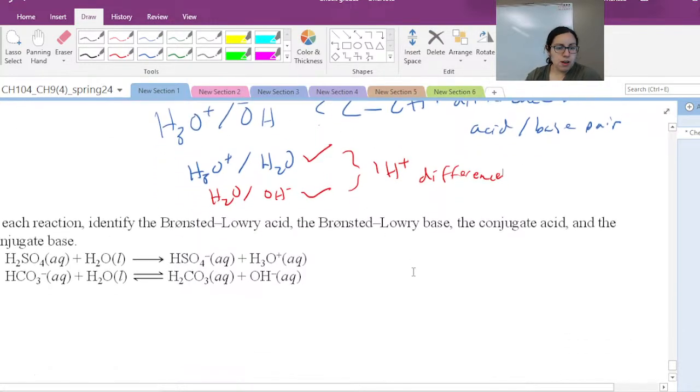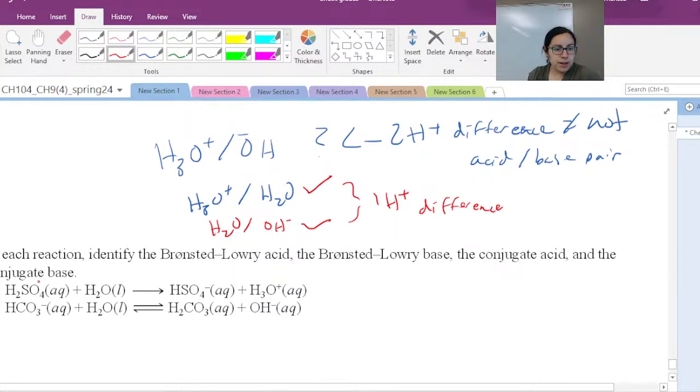All right, so try this problem down here. Identify who's acting as the acid, who's acting as the base, and then, of course, the corresponding conjugate acid and conjugate base species.